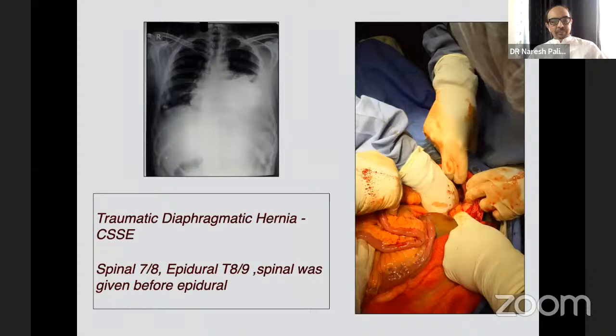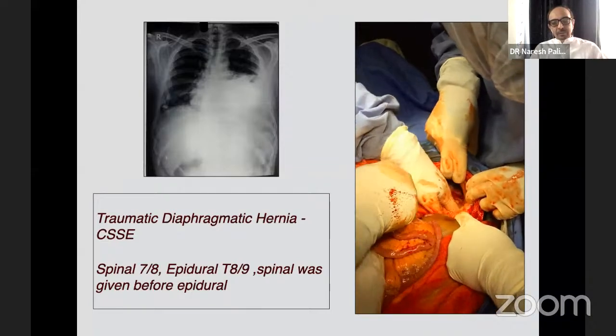This was a traumatic diaphragmatic hernia, probably done for the first time under combined spinal and epidural. Here we gave the spinal first at T7-8 and the epidural was put at T8-9. For the spinal, we used 2.5 ml of the isobaric drug, and the spinal was given before the epidural.